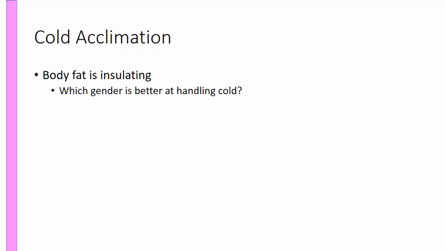But body fat is insulating. So based on this, would men or women be better at handling the cold? Women would be, because they have more body fat. So they are better at insulating their heat, and they're not going to lose as much heat to the really cold environment. Because while we are exercising, yes, we are producing more heat. However, if we're exercising in a really cold environment, we don't want to lose too much heat from our body, or our core body temperature will decrease, and we can't have large variations in our core body temperature.